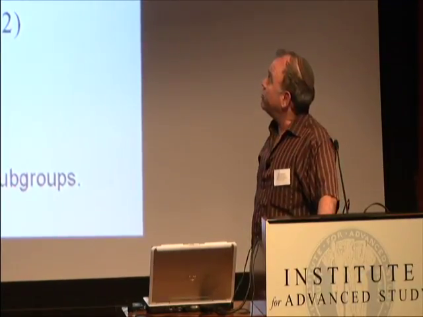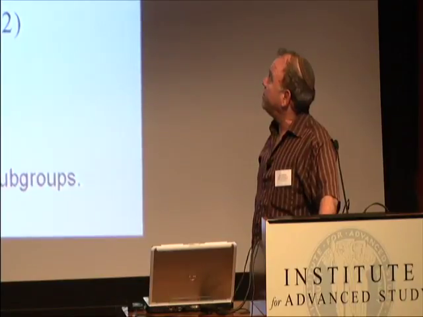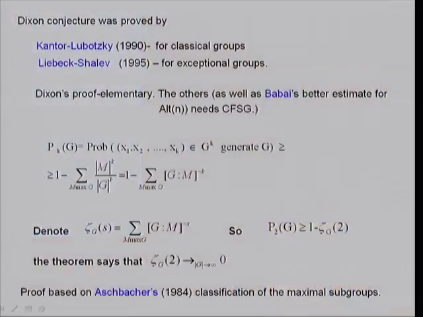And the conjecture was proved. In 1990, Bill Kantor and I managed to work it out for all the classical groups, which contains the split group and the untwisted group, but we had some troubles with some of the exceptional groups, and this was worked out by Liebeck and Shalev 5 years later.